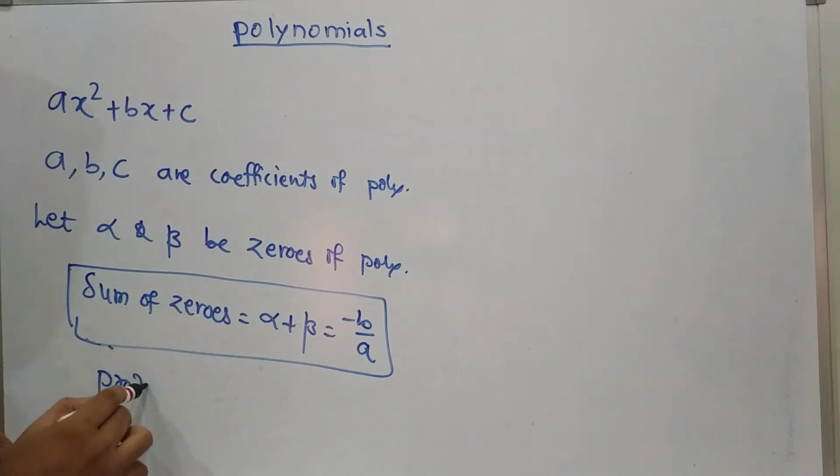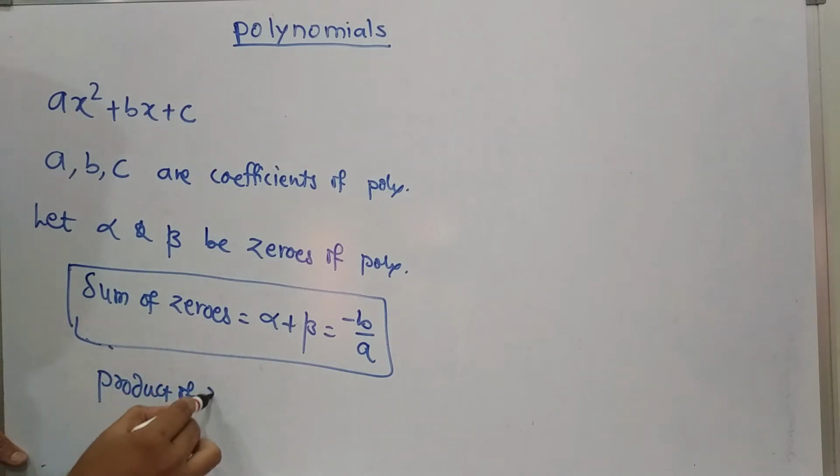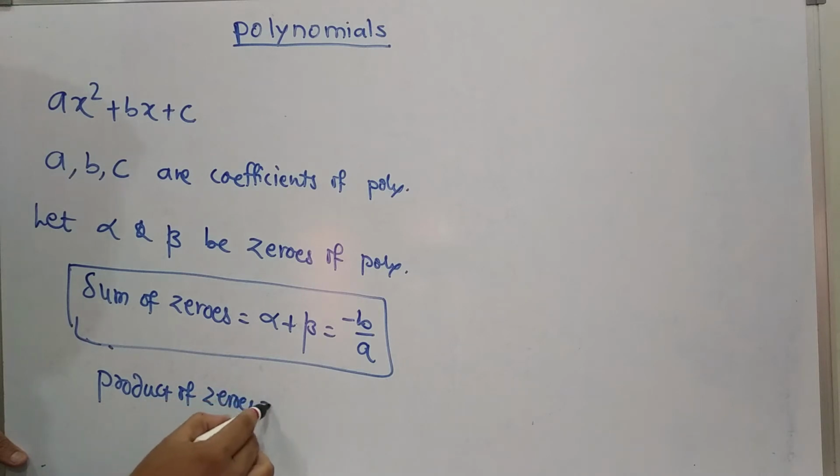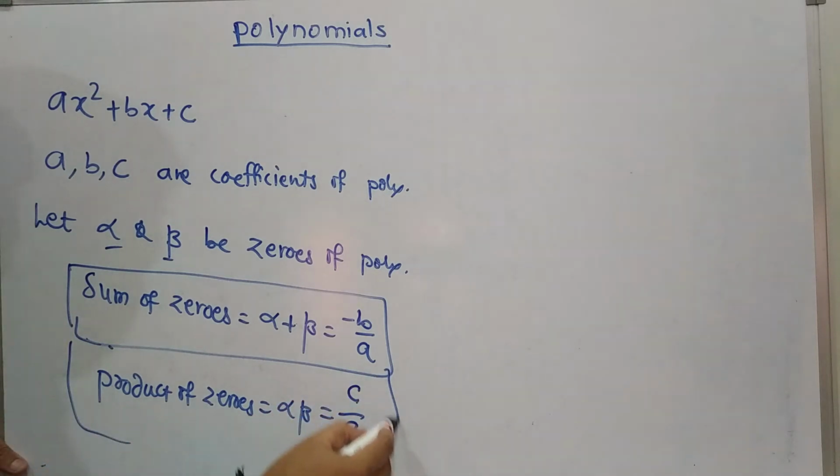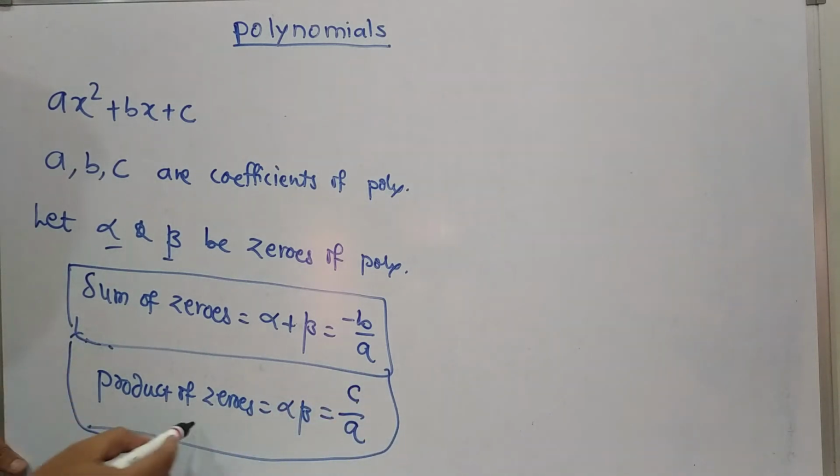Similarly, we can write product of zeros is equal to alpha into beta, because alpha and beta are the zeros of the polynomial, is equal to c upon a. Now this is another formula to find the product of zeros.